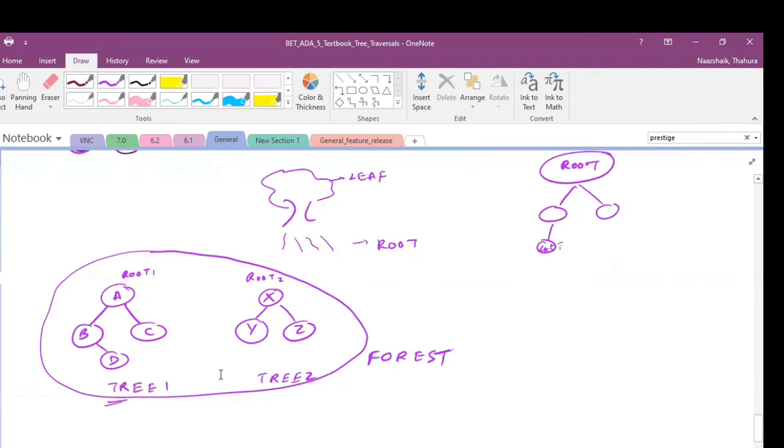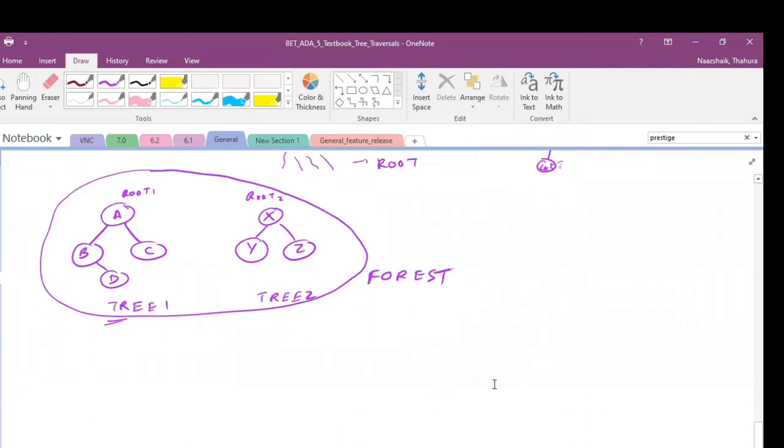Okay. And I'll go for another 10 minutes and then we can take a break before we look at traversals.